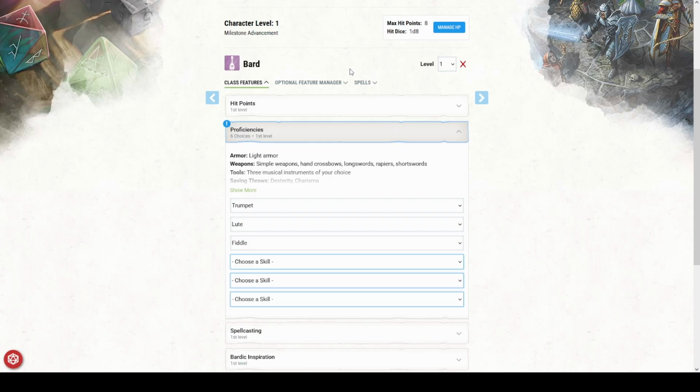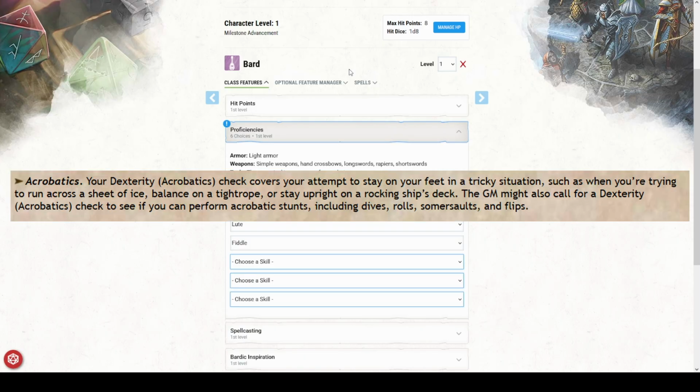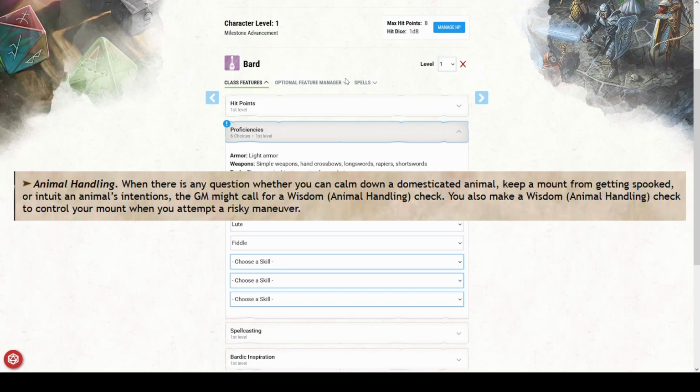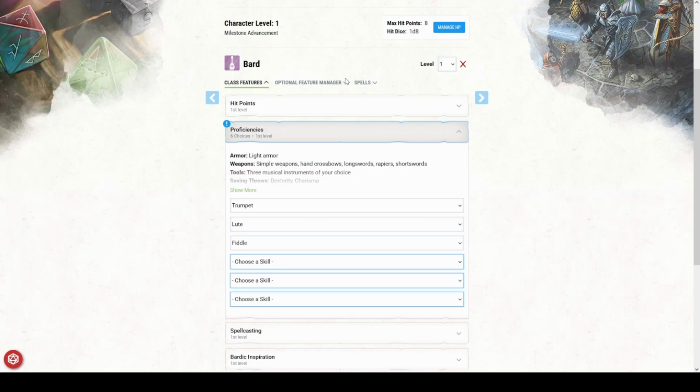So, fun thing, they get acrobatics. Acrobatics is your ability to dodge, tumble, avoid falling, stuff like that. It's walking across slick surfaces. There's animal handling. This is animal husbandry, calming a dangerous animal down, training an animal to a specific task, or generally just knowing animal behaviors and body language.